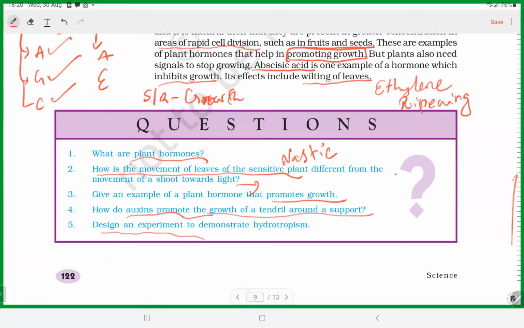I think in your book there was an experiment called hydrotropism to demonstrate. See, what is hydroponics? Have you heard about this term? Usually a plant grows in soil, at the substrate level, where you add water and it absorbs nutrients and grows. Hydroponics means no soil. In a water bottle, only water is there.